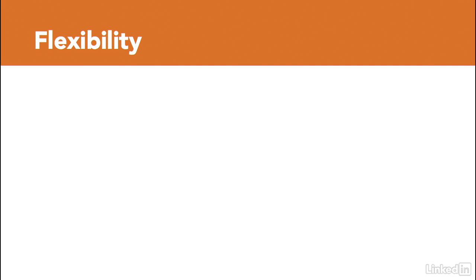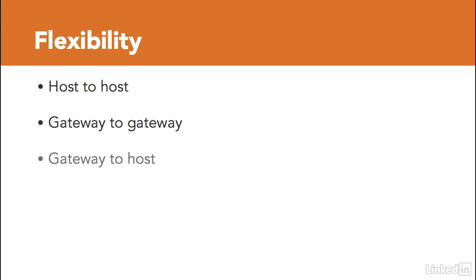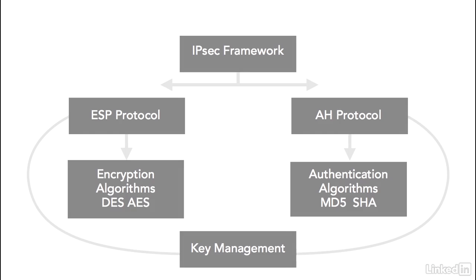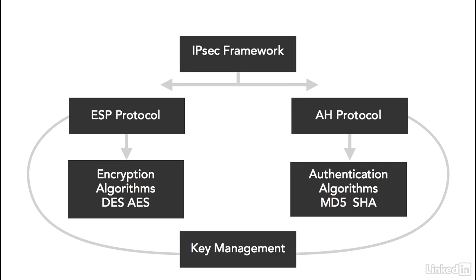IPsec can be used to protect one or more paths that include host to host, from one host to another, gateway to gateway, between pairs of routers using IPsec with a virtual private network, gateway to host, an outside host to the gateway. Services IPsec can provide include access control, integrity, authentication, preventing replay attacks, and confidentiality.